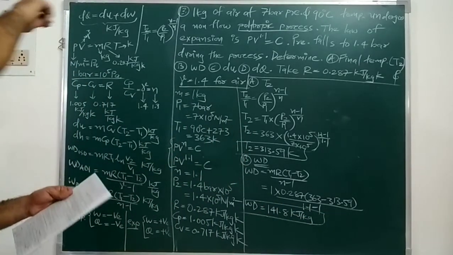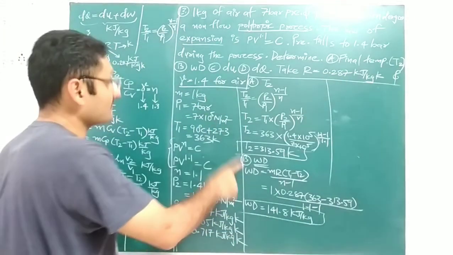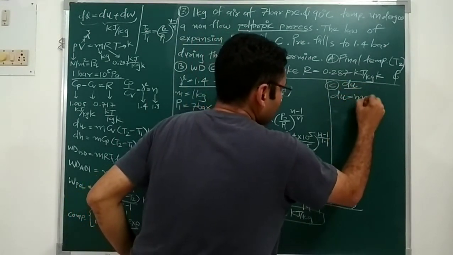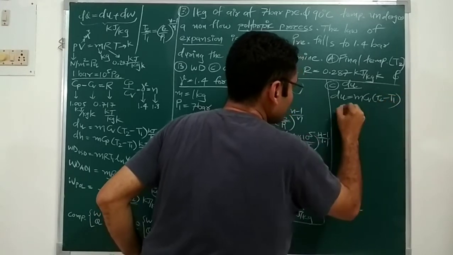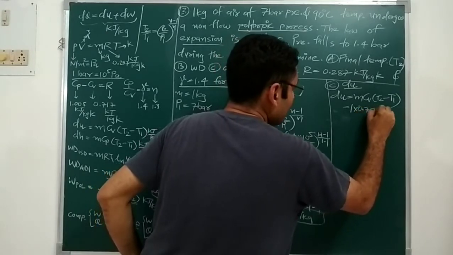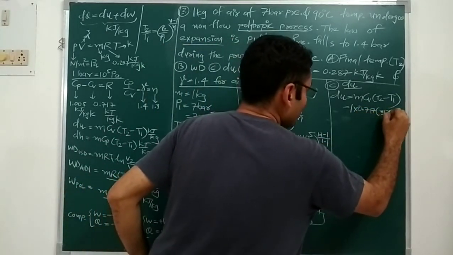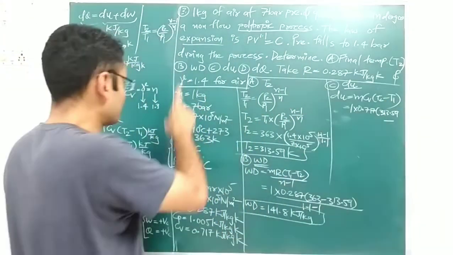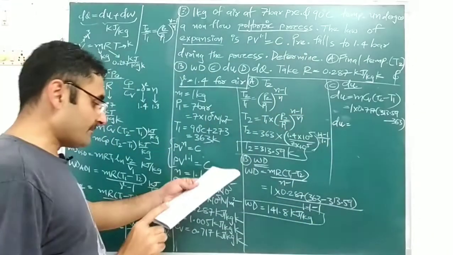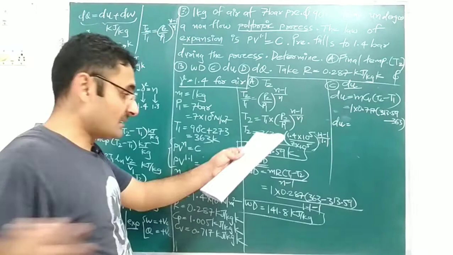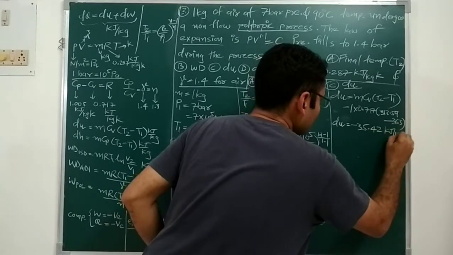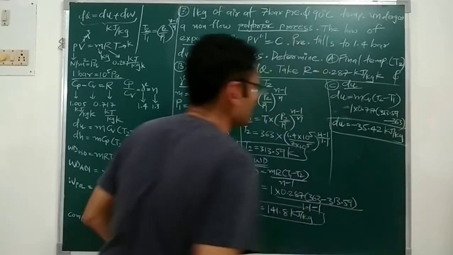Achha. Now the next question is what? The next question you have to calculate is c, du. So du is equal to what? Change in internal energy, m Cv (T2 minus T1). So m is given as 1, Cv you have assumed 0.717, T2 you have calculated 313.59 minus T1, which is given, 363. So you will get the du answer with a negative sign, the change in internal energy is decreasing due to the expansion, which is minus 35.42 kilojoule per kg, because the mass of air is 1 kg.